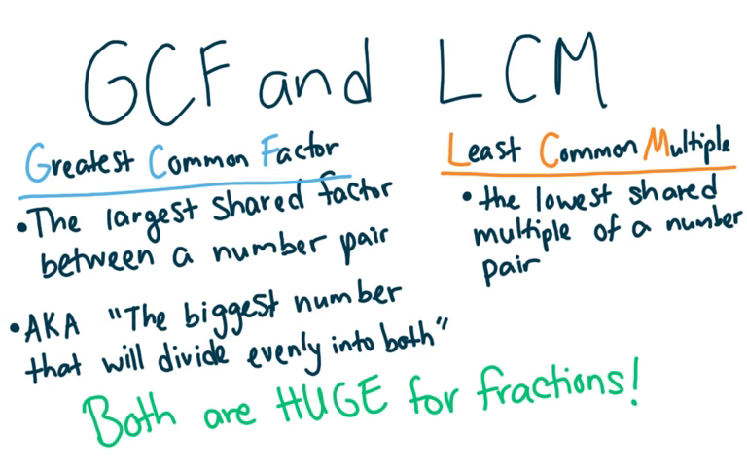So a quick recap of GCF and LCM. Both are useful for fractions. The GCF helps us simplify fractions, and the LCM helps us find common denominators when adding and subtracting. You can do both of these with old school methods or with a Venn diagram. Remember when working with a Venn diagram that the GCF is the product of the center, and that the LCM is the product of the entire diagram.